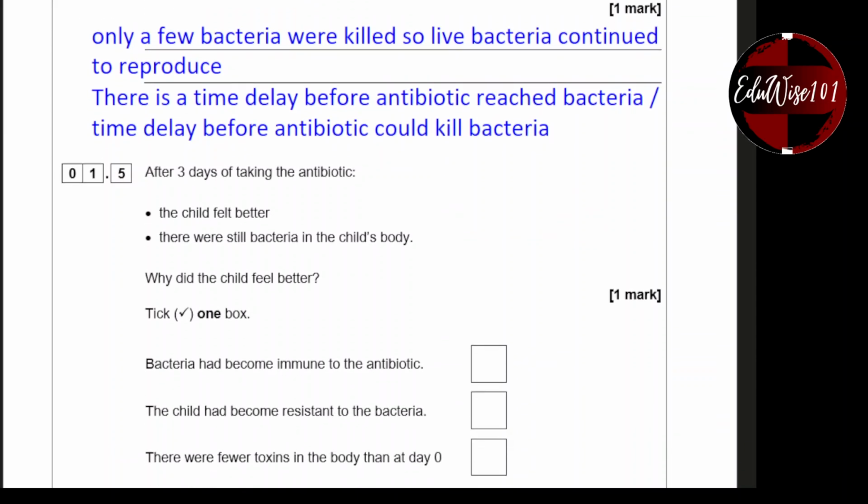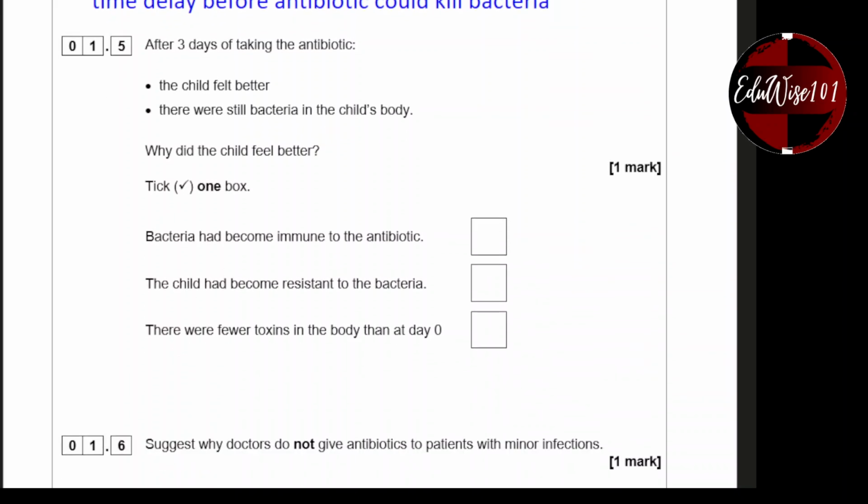After 3 days of taking the antibiotic, the child felt better. There were still bacteria in the child's body. Why did the child feel better? Well, most of your symptoms will go away when the amount of toxins from the bacteria is reduced, right? Now there were fewer toxins in the body than at day 0. Yes, that would be correct.